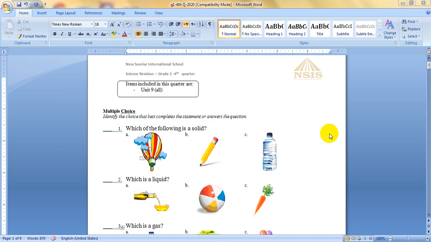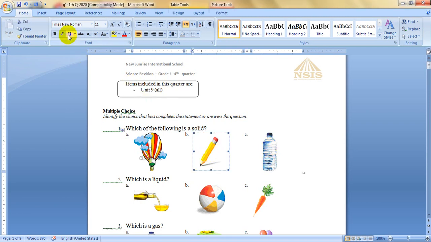Question number 1. Which of the following is a solid? Letter A, an air balloon. Letter B, a pencil. Letter C, water. Do you remember what is a solid? A solid is a kind of matter that keeps its own shape. Which one of these keeps its own shape? As we studied, the one is letter B, which is the pencil. A pencil is a solid.